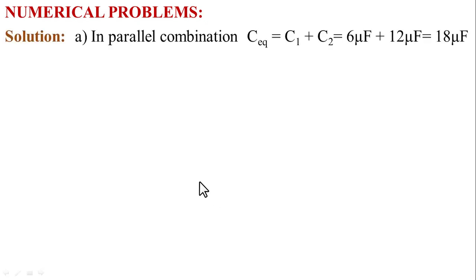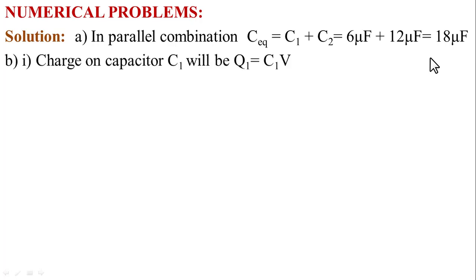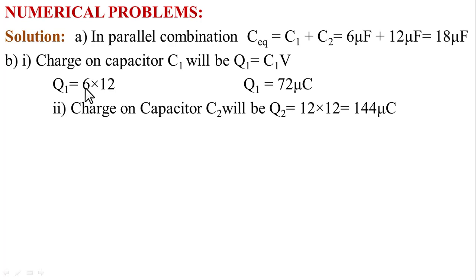Now let's move to question number 10 solution. For the first part, in a parallel combination C equivalent is equal to C1 plus C2, that is equal to 6 microfarad plus 12 microfarad. 6 plus 12 is equal to 18 microfarad. Now for B part, charge on each capacitor, Q1 is equal to C1 V1. Putting the values, Q1 is equal to 6 multiplied by 12, that will be equal to 72 microcoulomb. And now for charge on C2, Q2 is equal to 12 multiplied by 12, that is equal to 144 microcoulomb.